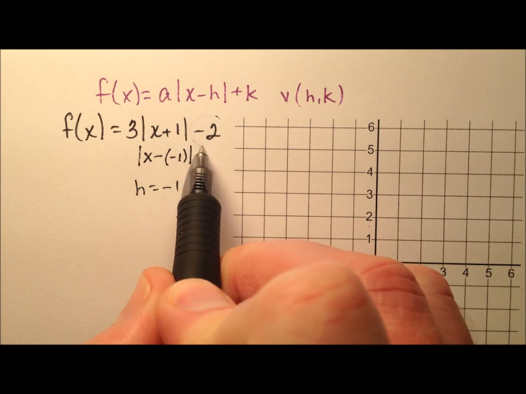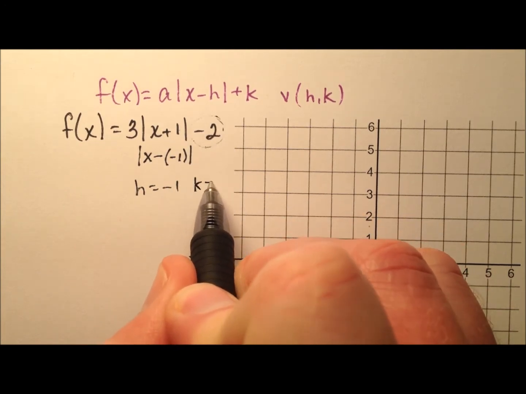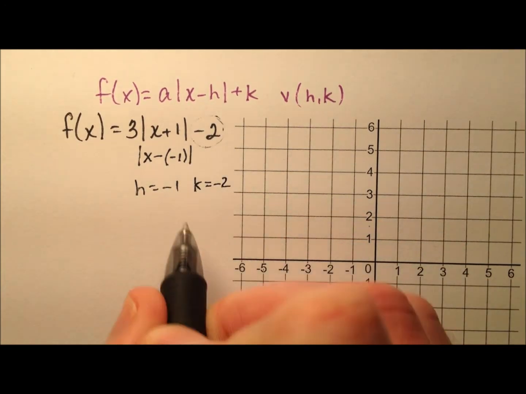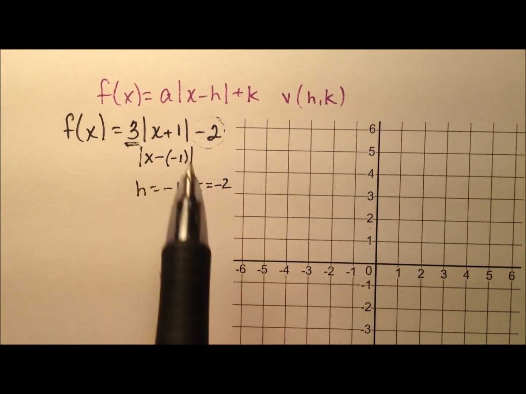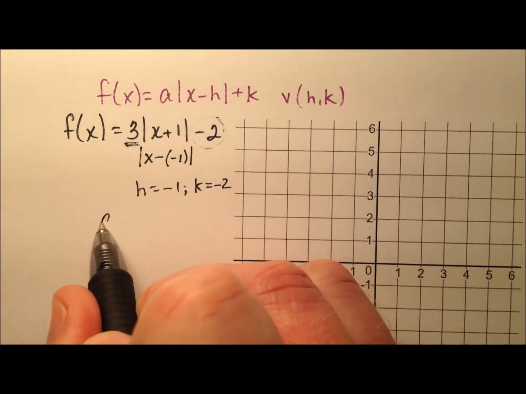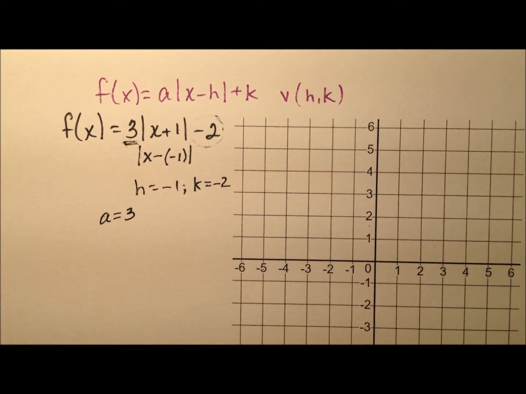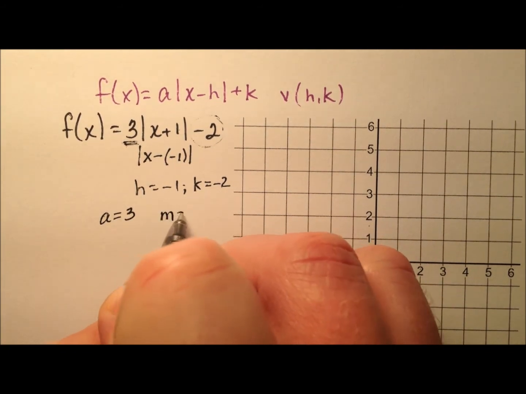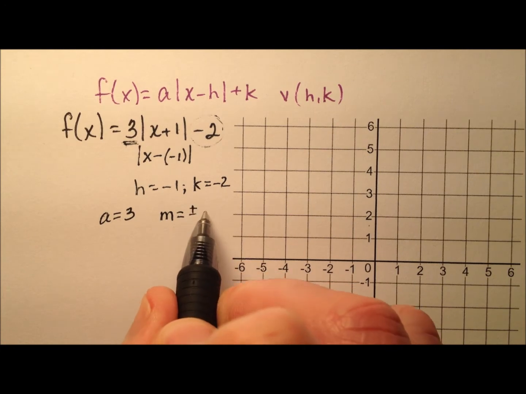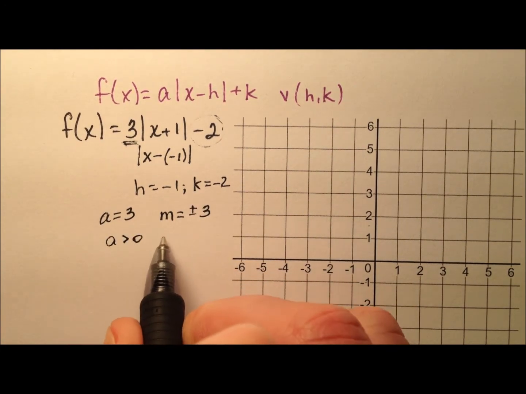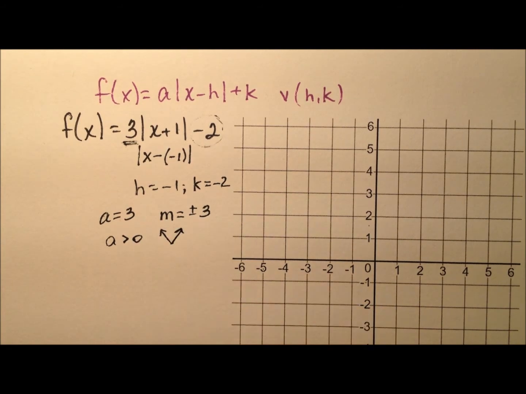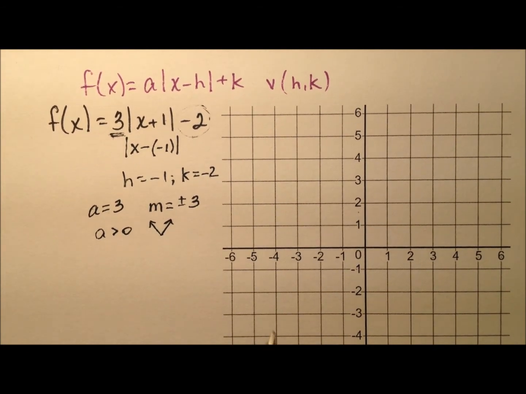And of course, as we can see, our k value out back here is going to be a negative 2. Okay. And our a value is the only other value that we care about. It says a is 3, and we know a couple of things about that. That means the slopes of these two legs are going to be plus or minus 3. And since a is greater than 0, we know this is going to open upward. Okay, so lots of information here. Let's go ahead and put it all together and graph this thing.